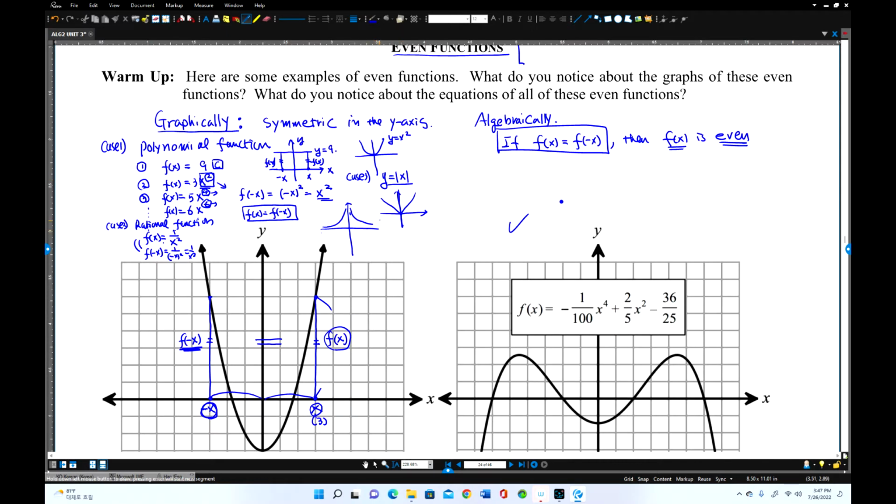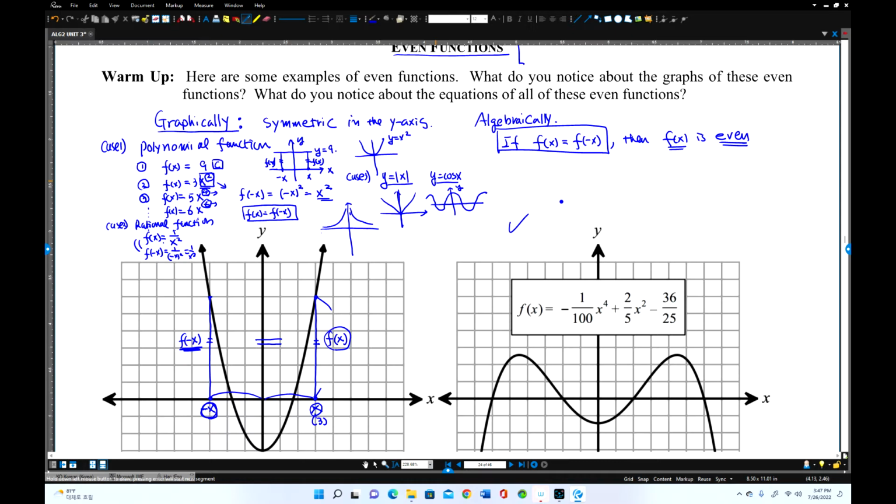Another one, trigonometry: y equals cosine x is also an even function. The graph looks like this. It is actually symmetric in the y-axis. So you have to memorize all of these.